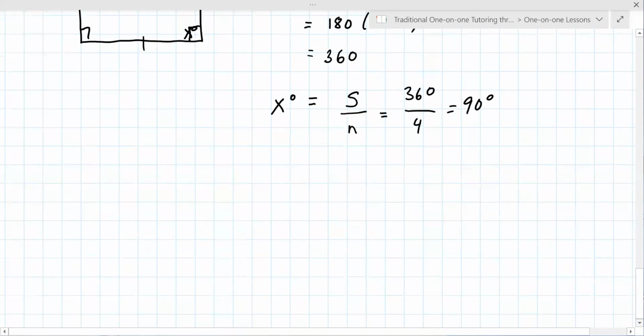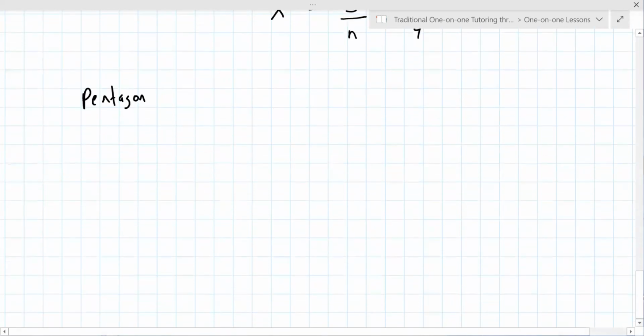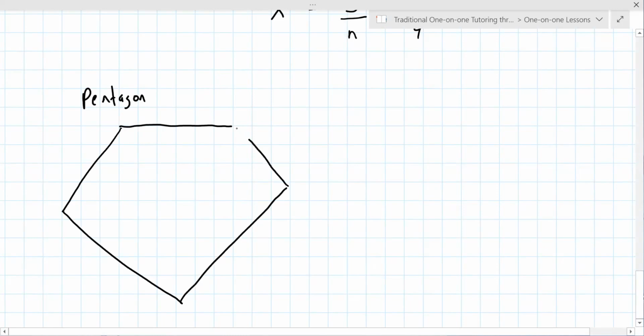Now we're going to do it for a pentagon. So this is where it's harder, because do you know of any pentagons in real life? A pentagon has 5 sides. Do you know of any Pentagon buildings in our country? Yes, the Pentagon in Washington, D.C. Exactly. And it's actually perfect.